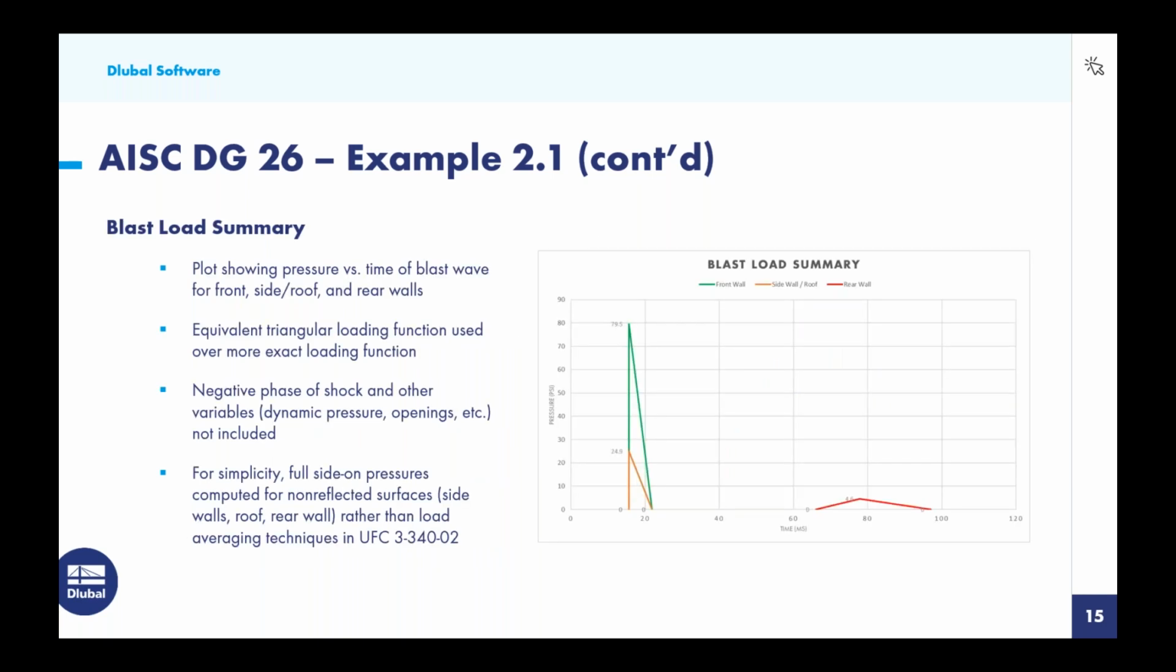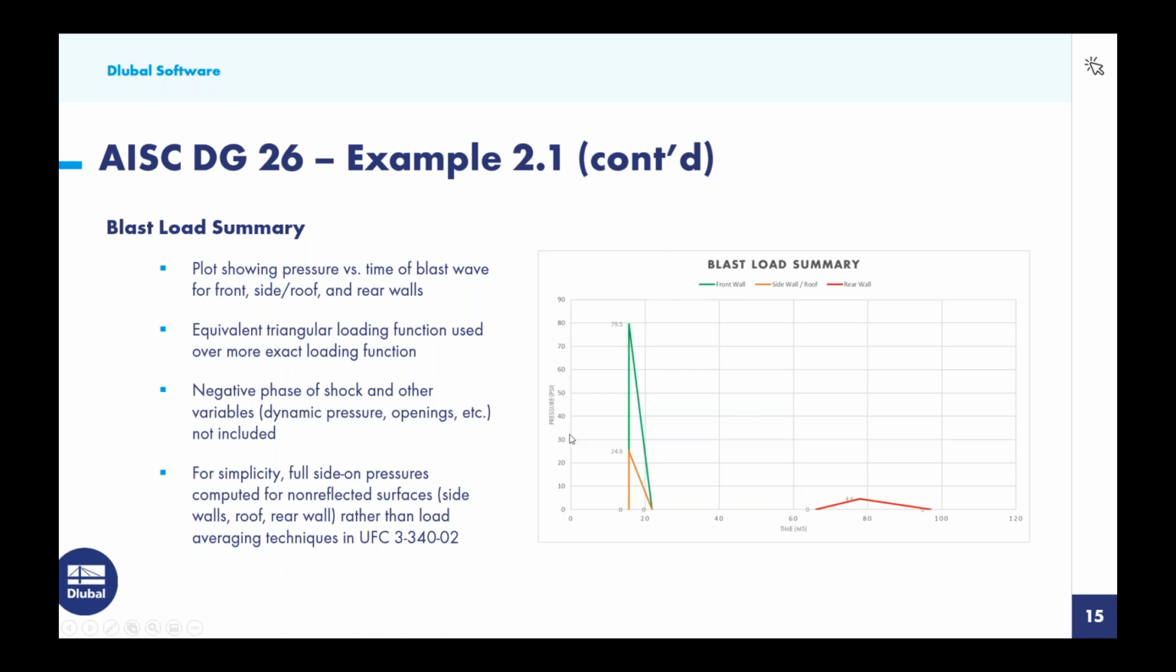So let us take a look at the summary here for all three portions of our structure, so we can see how this blast load is moving from the front of the structure to the rear of the structure. On the right-hand side, you'll see a plot showing the pressure versus the time of the blast wave. The green indicates the front wall. The orange indicates both the side walls and the roof. And finally, a little bit later on, we have the charge reaching the rear wall.